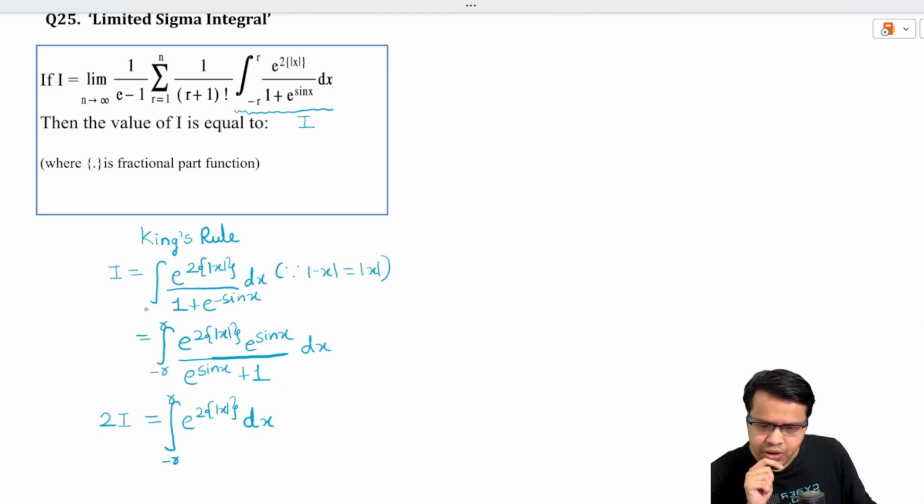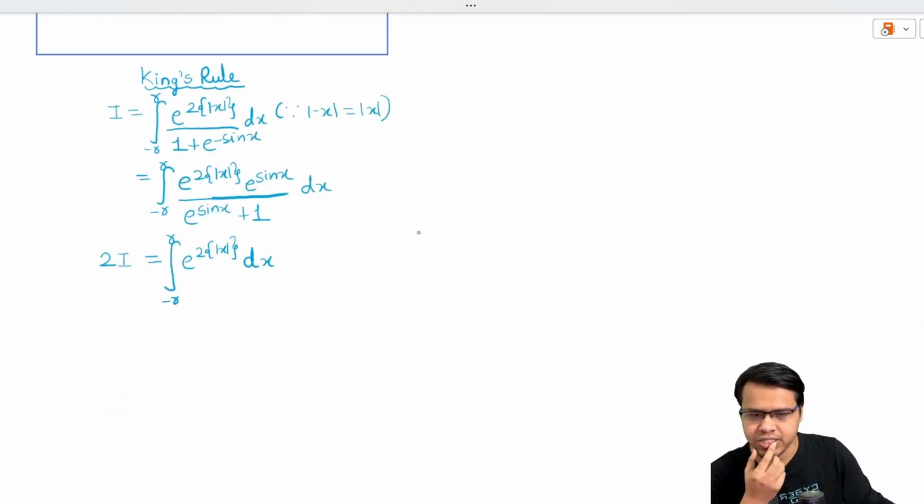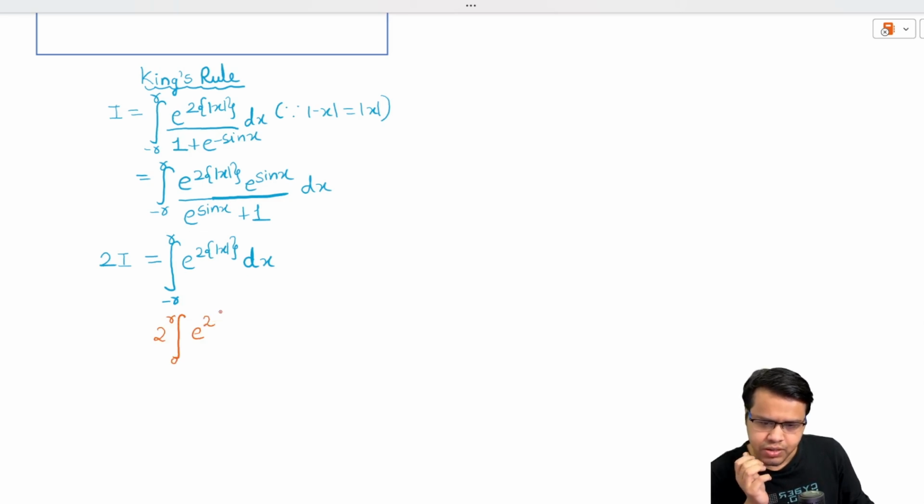So now you can observe or apply another concept. First we applied King's rule. Now this function has become an even function, because mod is even, so it will not change. So we can rewrite this as from 0 to r, 2 times e to the power 2 fractional part of mod x. We can rewrite mod x, but we know it is positive.